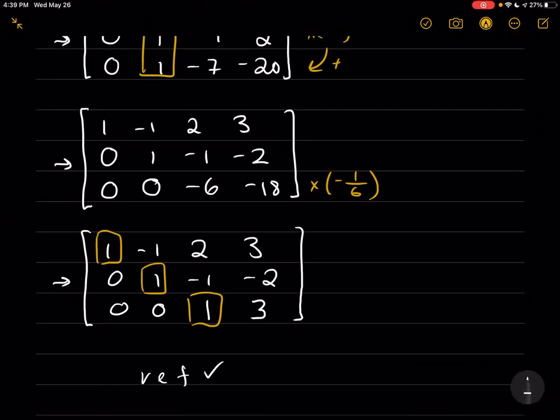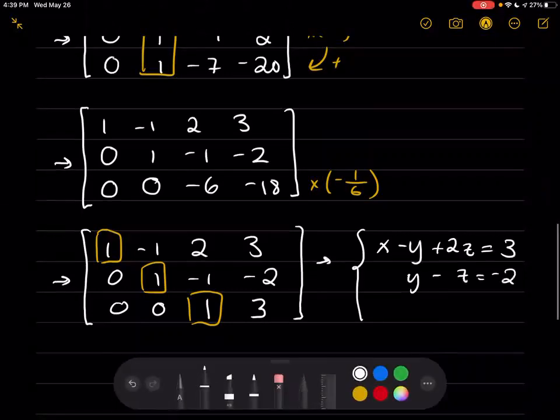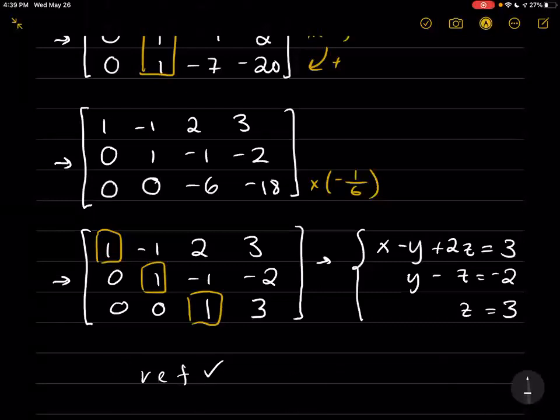And from here, we could go ahead and go straight to step 3. We could translate it back into a system of equations, right? So we get that 1 corresponds to an x, the -1 is a -y, 2 is +2z, and then 3 is equals 3. And then we get y minus z equals -2, and then we get z equals 3. And so from here, you can just go ahead and back substitute as we were doing previously. Or if you wanted to be a little fancier about it, we could take this matrix that we have and make it into reduced echelon form. And I'll show you why it's a little bit nicer in just a minute.